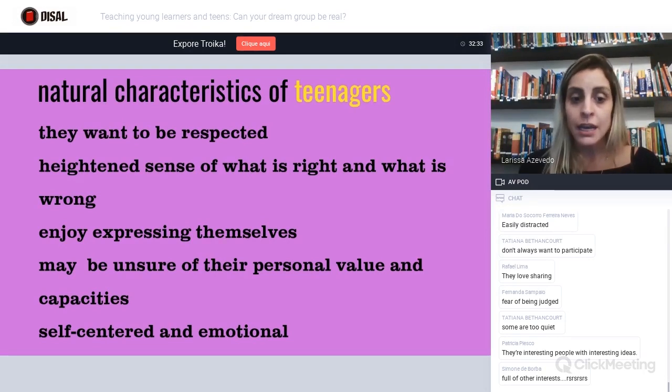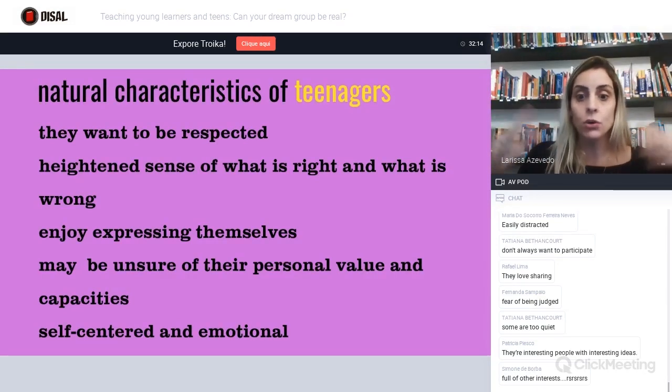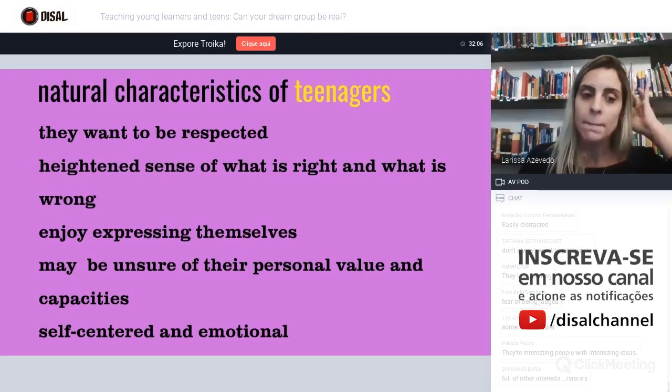And yes, they are self-centered and emotional. We know that there is a swirl of hormones happening during adolescence, and their feelings become very unstable. So it's hard for them to control their emotions, and they can often have emotional bursts for no big deal, apparently for no reason. But it's just because for them, the hormones and all the emotions are kind of a mess, okay?